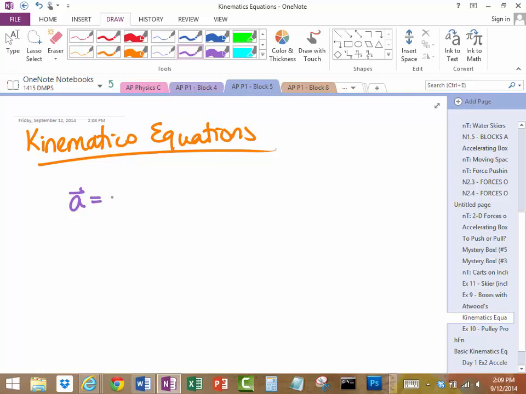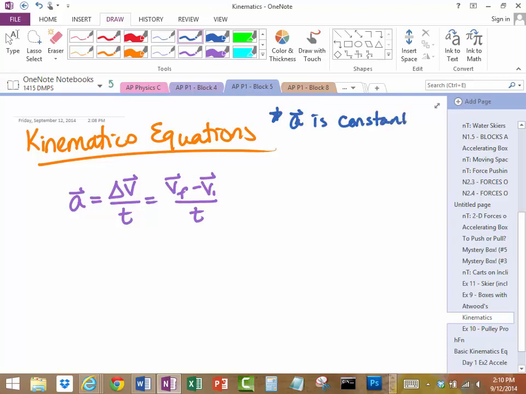What does it mean to accelerate? Acceleration is velocity over what? Time. Velocity over time. Velocity minus velocity, over time. That's the basic acceleration. Okay. A couple of other things we need to know for kinematics equations, all if acceleration is constant. We'll talk more about that later.